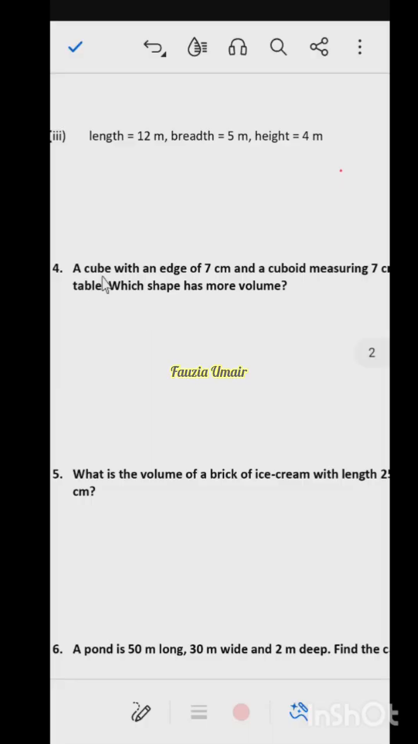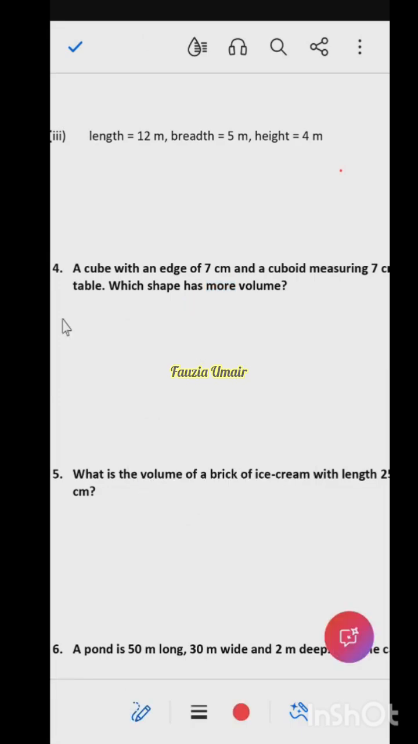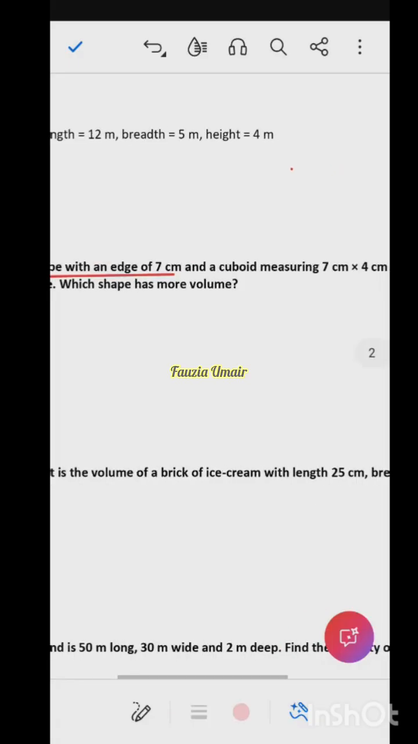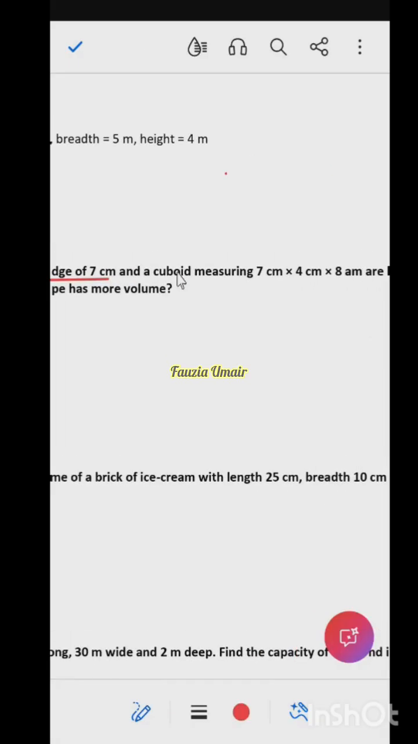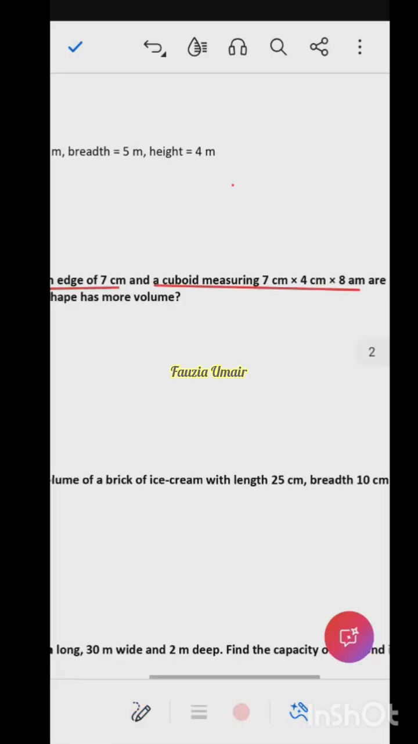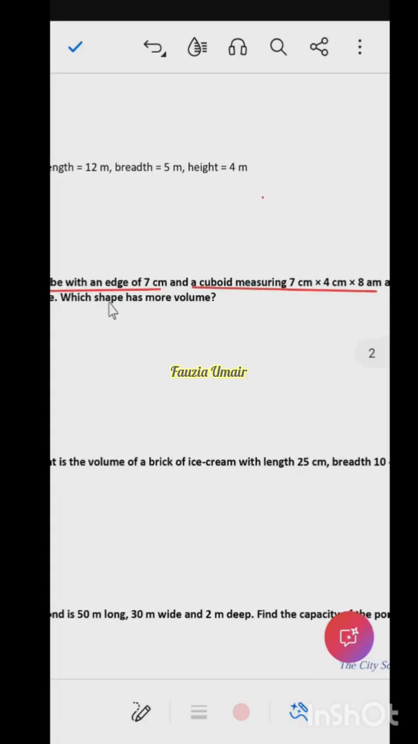So the question is a cube with an edge of 7 centimeter. So we need to compare two shapes and their volumes. The first shape is a cube with edge of 7 centimeter. The second shape is a cuboid with these measurements. Can you see on the screen? Yes. Right? So now they are asking which shape has more volume. Which has more volume, a cube with 7 centimeter edge or a cuboid with this measurement.